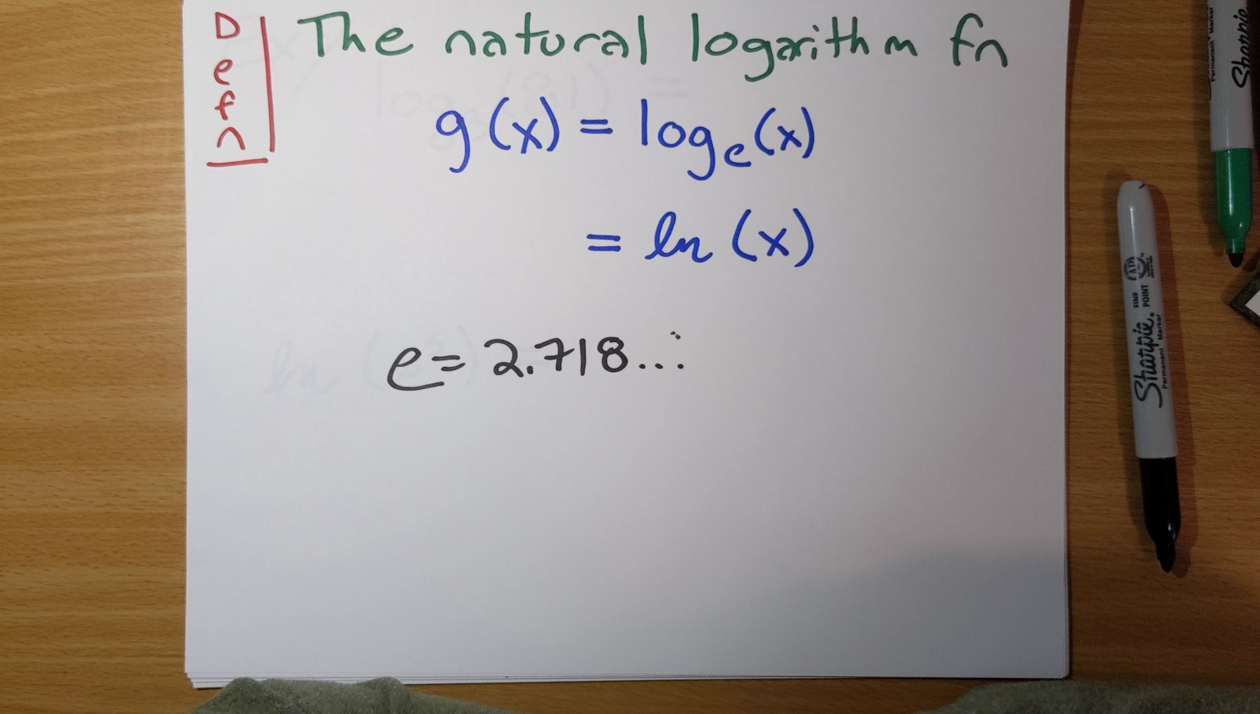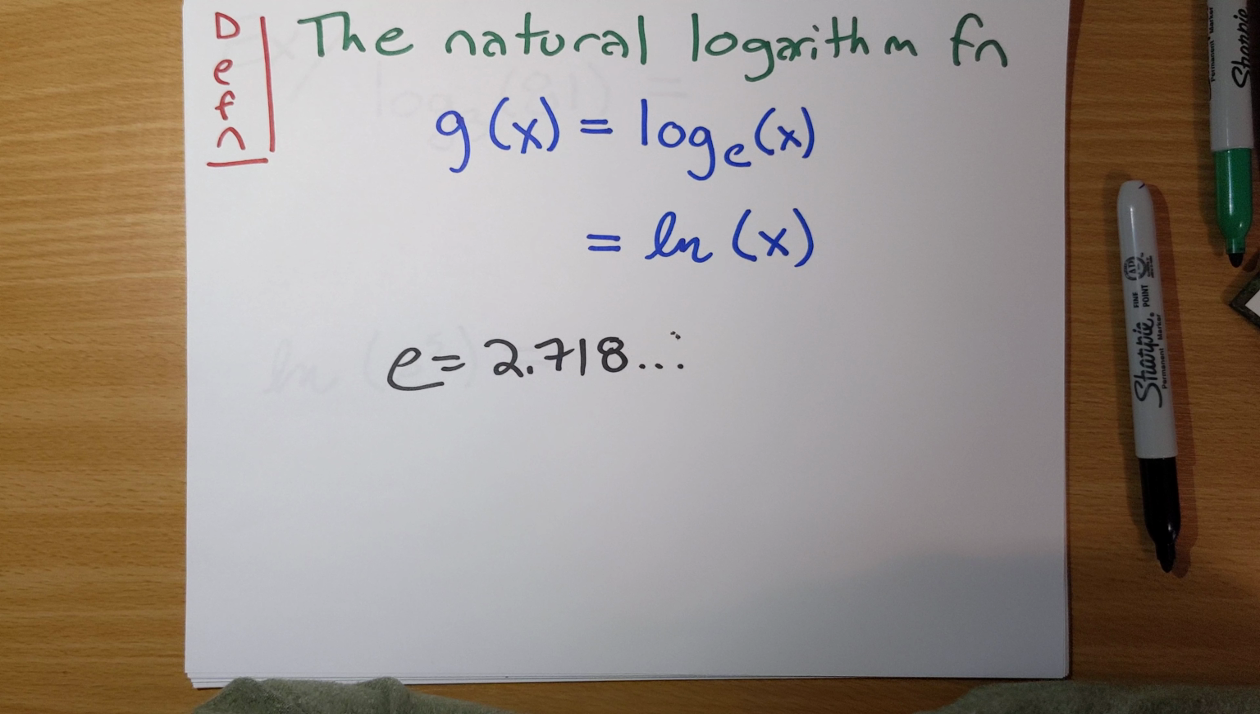So if I say a to the y is equal to x, well, our exponential functions are like y is equal to a to the x. Now we're interchanging the roles of x and y here. So these two functions are going to be inverses of each other.